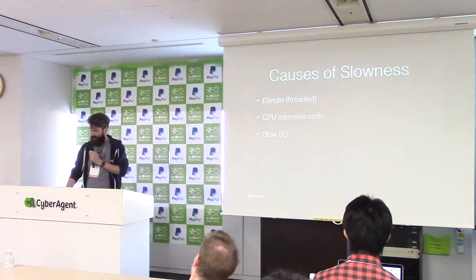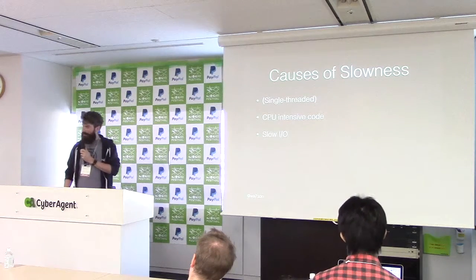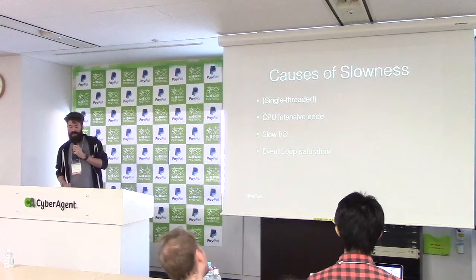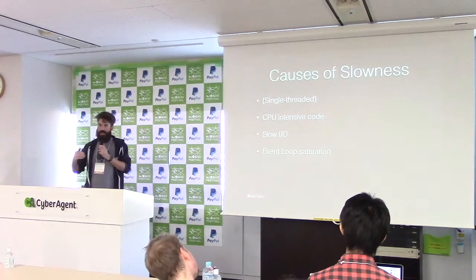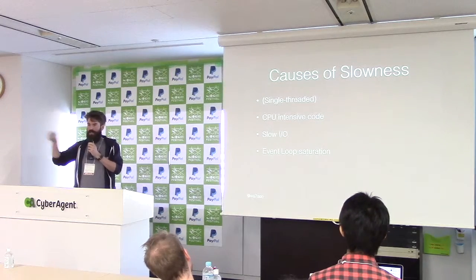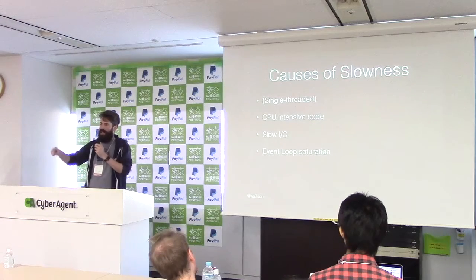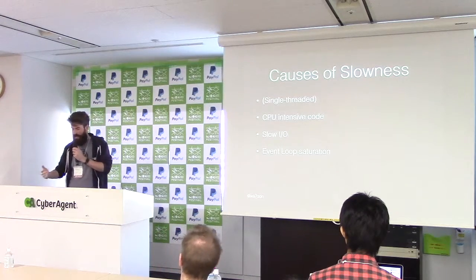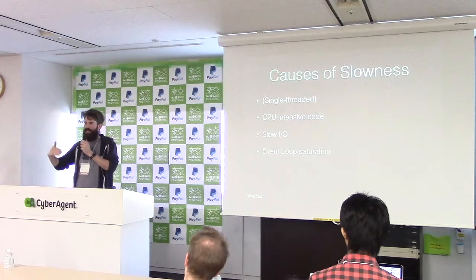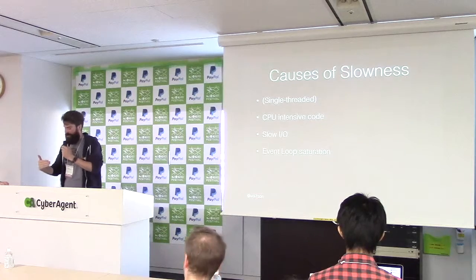Then you have your slow I/O, your database calls, your calls to external services. Then you have your event loop saturation, which basically means that every time you queue something to be done later, like call this callback when the database query is finished, call this timer after 100 milliseconds, if you fill up that queue of things, it can't execute them all in a fast enough time.